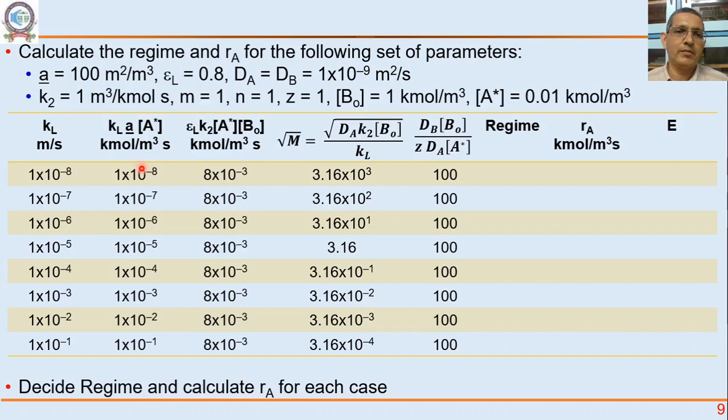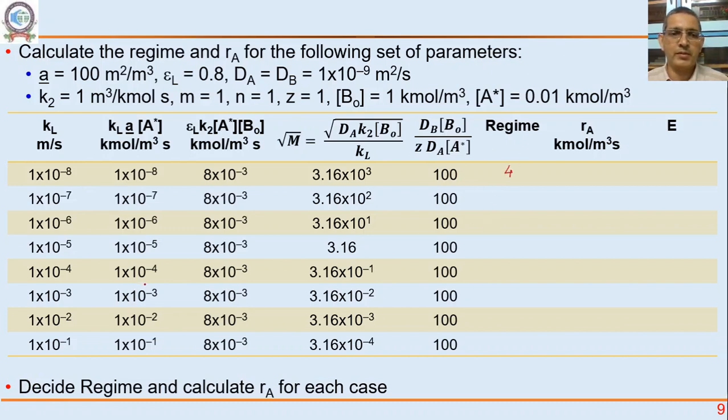Let's look at the first case. kLa is very less. Epsilon L, k2 A star, B naught are very high. Definitely not regime 1. It would be regime 2, 3, or 4. Root M is very high. Root M is greater than dB B naught by Z dA star. Regime 4, right? Regime 4.